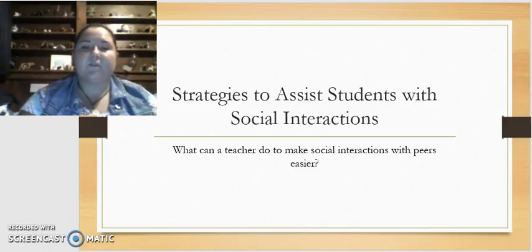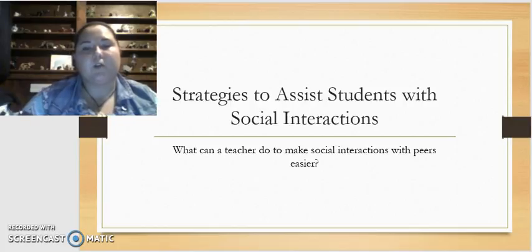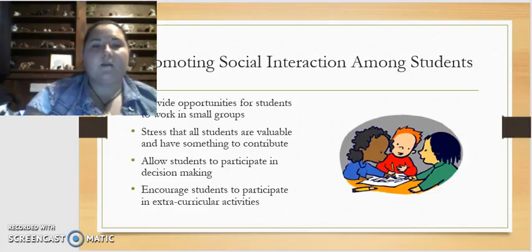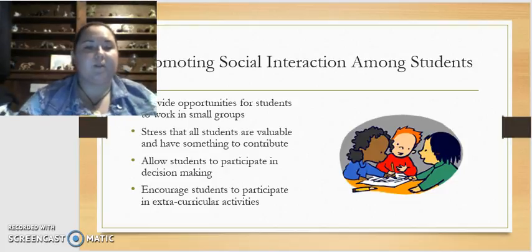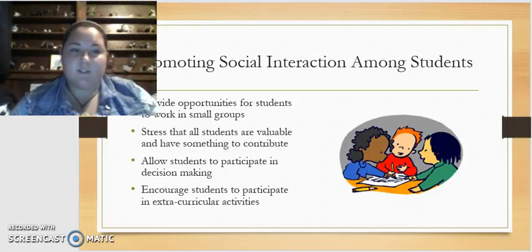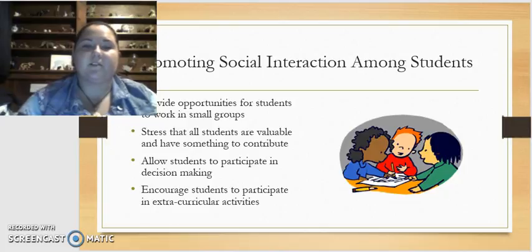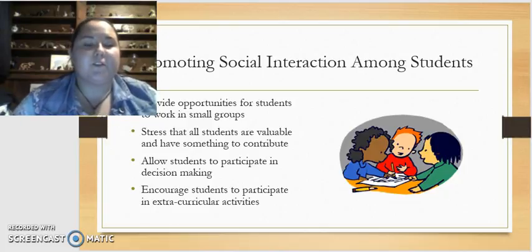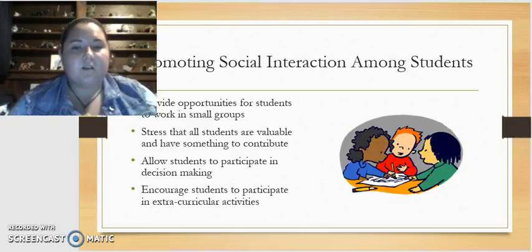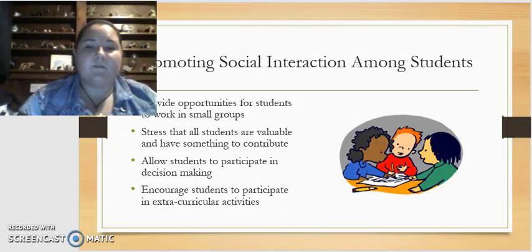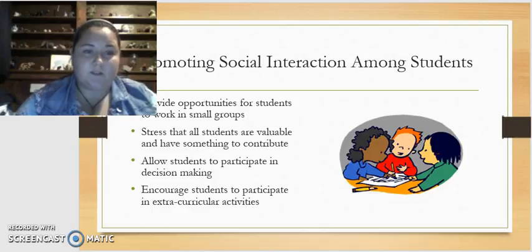Strategies to assist students with social interactions. What can a teacher do to make social interactions with peers easier? Promoting social interactions among students. There are several things that a teacher can do to help students get the opportunity and have more practice interacting with other students. Provide opportunities for students to work in small groups. This allows students to work with different groups and to have one-on-one interaction with several students.